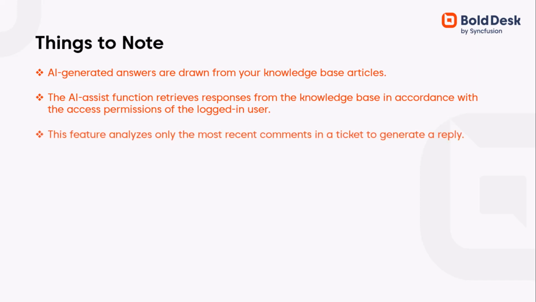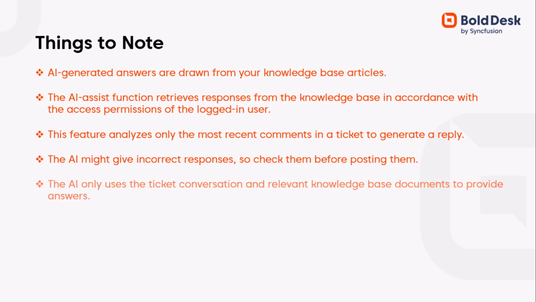This feature analyzes the most recent comment in a ticket to generate a reply. The AI will only consider the most recent question, even if you have several follow-up questions in a ticket. The AI might give incorrect responses. Therefore, the agent needs to verify the AI-generated information before posting. The AI only uses the ticket conversation and relevant knowledge base document to provide answers. It does not have access to other information.